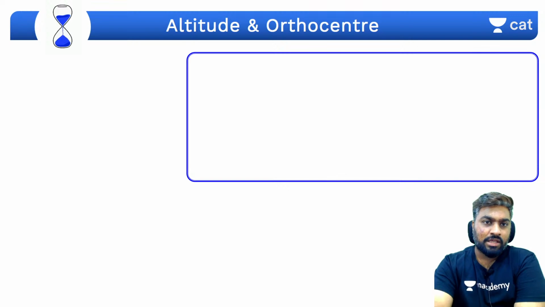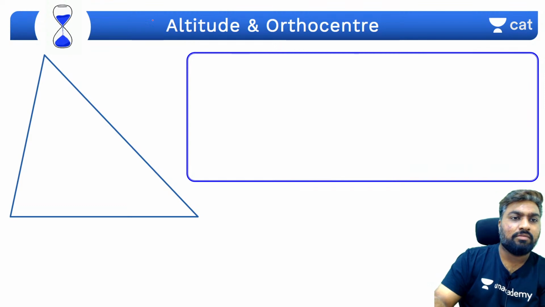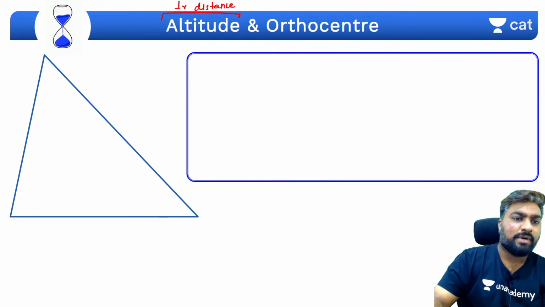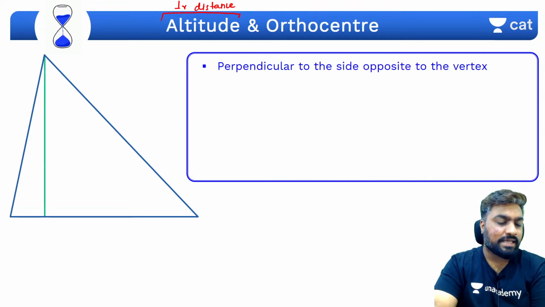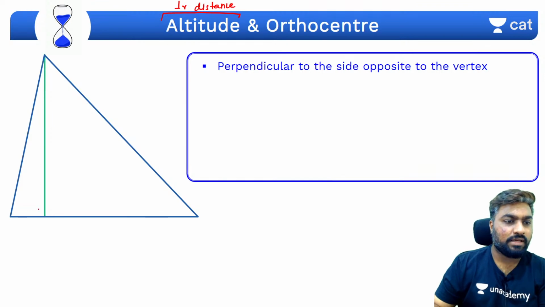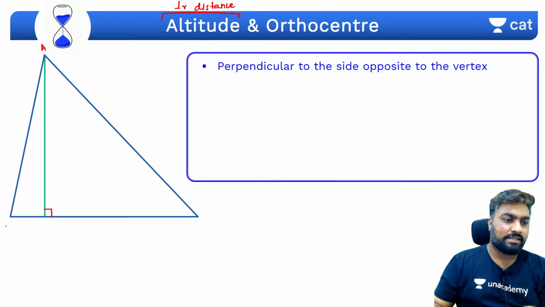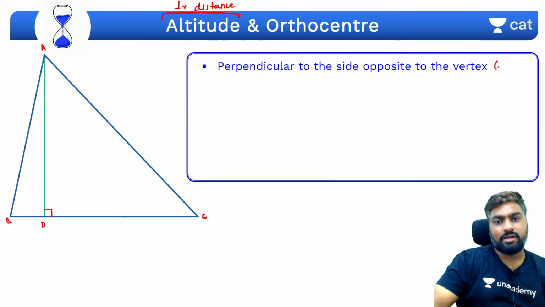Okay, now let's talk about altitude. What is altitude? We know altitude is nothing but perpendicular distance. Correct? Altitude means what? Perpendicular distance of one vertex to the other side of the triangle, right? This is height. Correct? Altitude is also height. So if this side is perpendicular, let's call this triangle ABC. So AD is what? Perpendicular to BC. Yes, AD is perpendicular to BC.